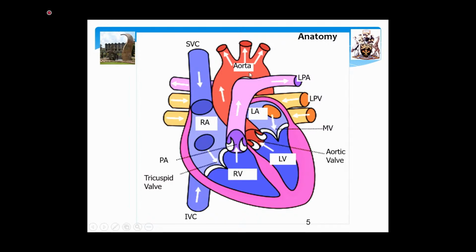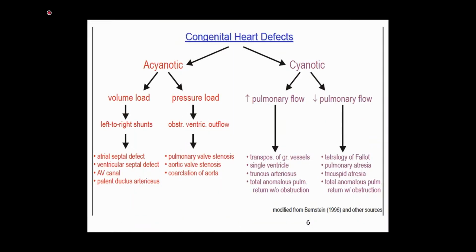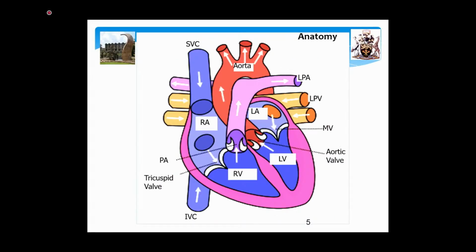Usually the PDA or the duct in utero is somewhere here between the aorta and the pulmonary artery, so that it diverts blood instead of going to the lungs, because the lungs are not oxygenating, goes back to the descending aorta. So this is the anatomy I would want you to remember. As we proceed, therefore, I am sure you've had the various classes of heart diseases, that they are there.